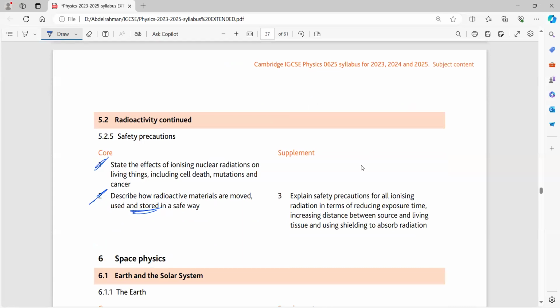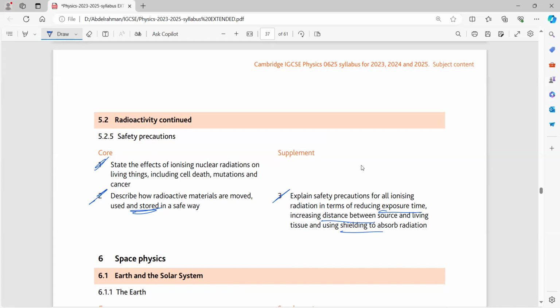Explain safety precautions for ionizing radiation in terms of reducing exposure time. We have three safety precautions: reduce the exposure time, increase the distance between you and the source, and use some shielding. Don't touch the source with your hands. Use shielding, some sort of hazmat suit or lead shield, to protect against the different types of radiations.